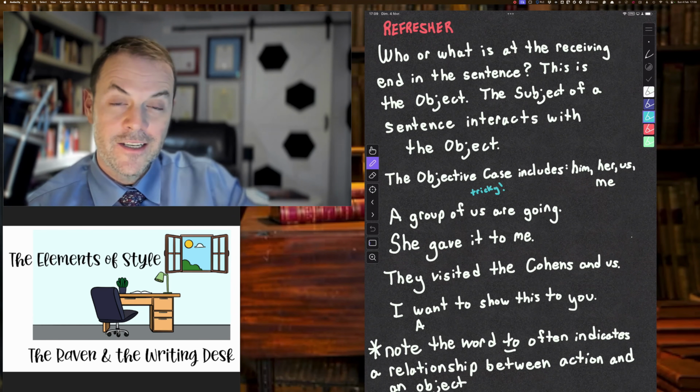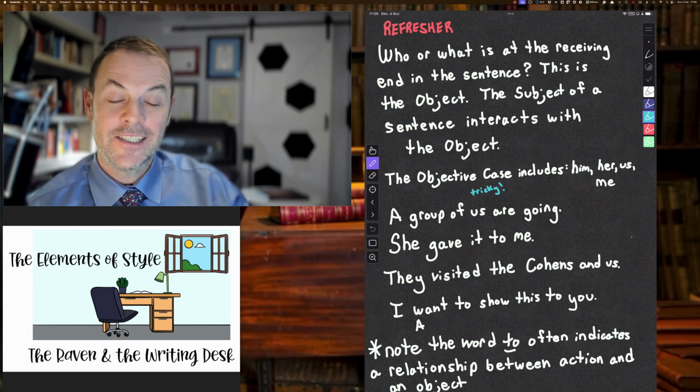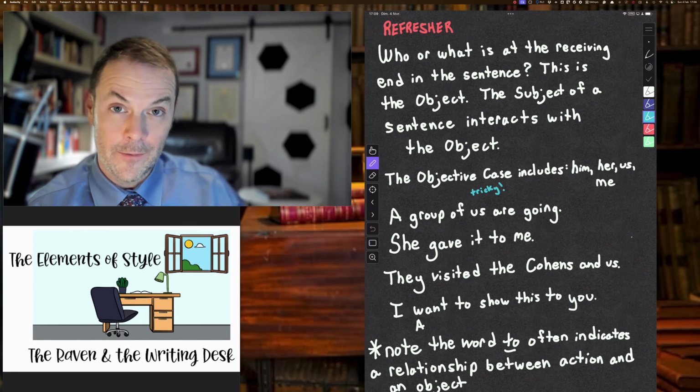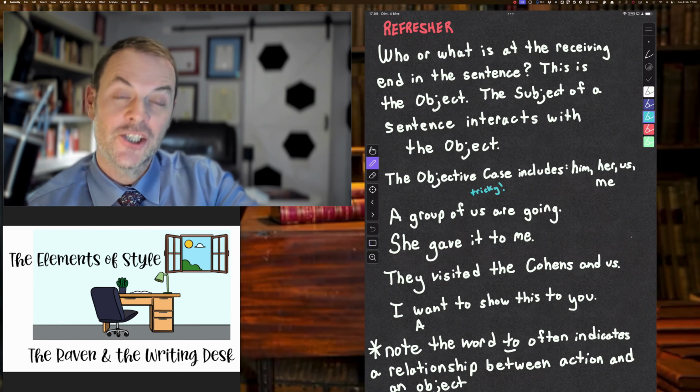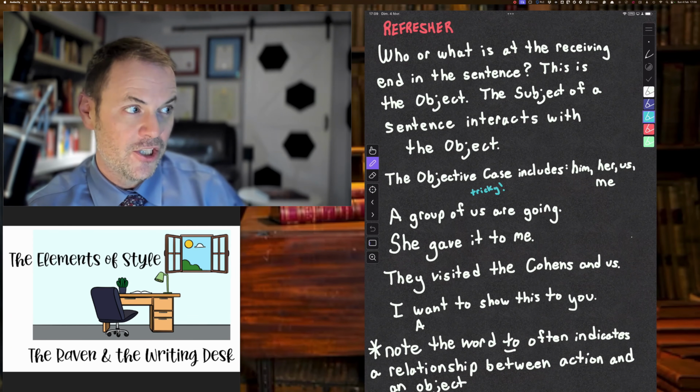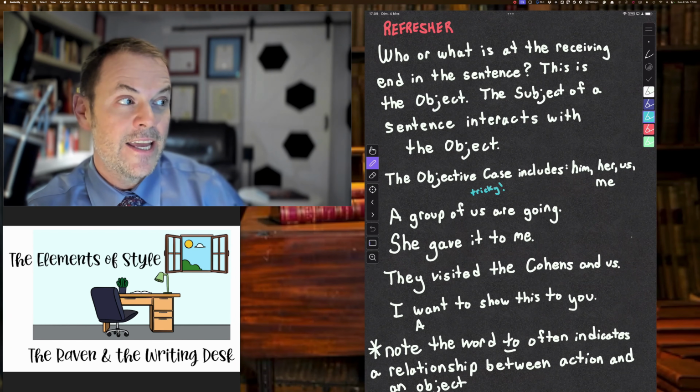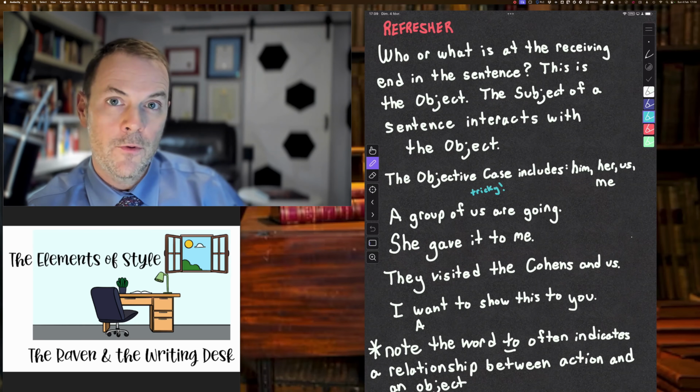the what is receiving the action from the subject, I know that sounds really confusing, is the object. The sentence has a subject and the object. The subject is doing the action, the object is receiving the action. And so that makes it an objective case. And we're going to use words like him, her, us, and me.